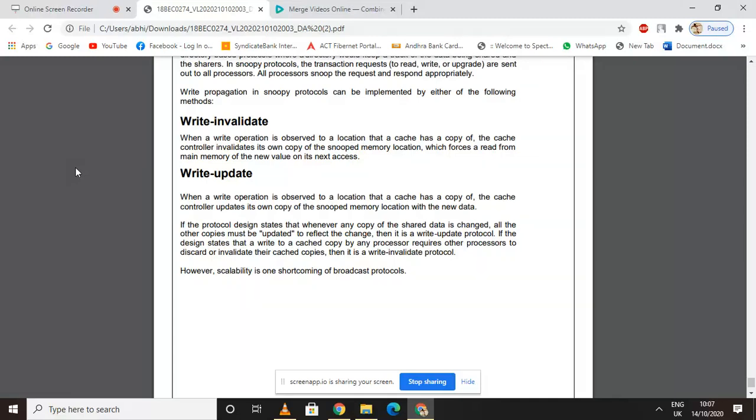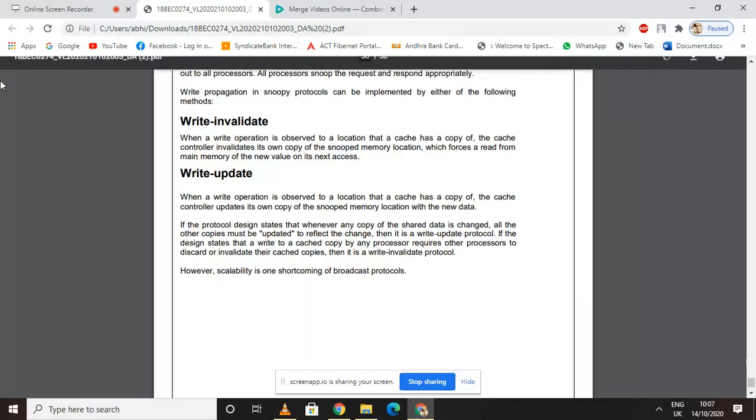Write update: when a write operation is observed to a location that a cache has a copy of, the cache controller updates its own copy of the snooped memory location with the new data. If the protocol design states that whenever any copy of the shared data is changed, all the other copies must be updated to reflect the change. However, scalability is one of the shortcomings or disadvantages of these broadcast protocols.